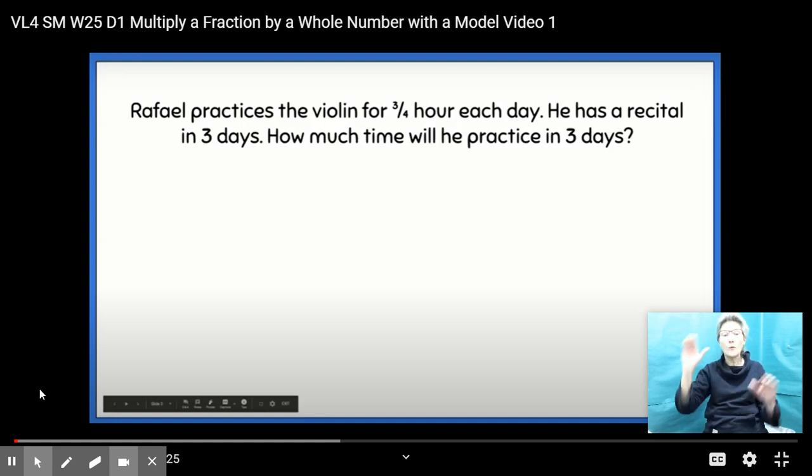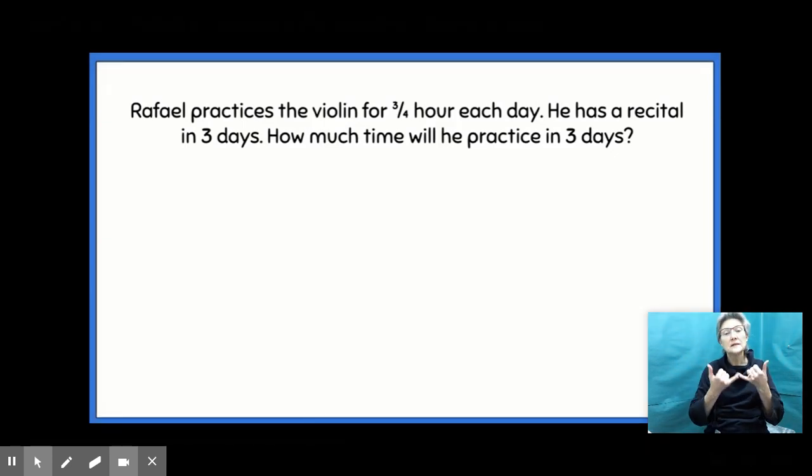Hello and welcome back. Today we're going to continue our work with fractions. We're going to take a look at this problem right here.